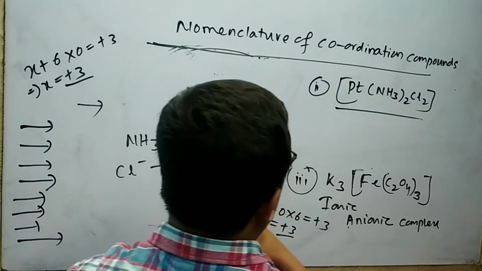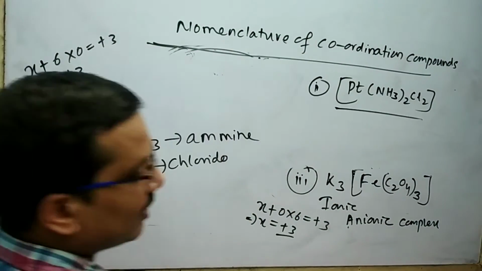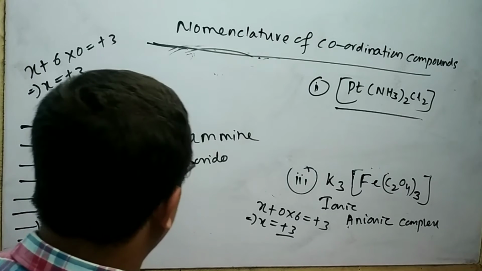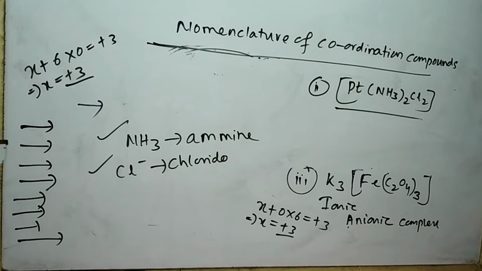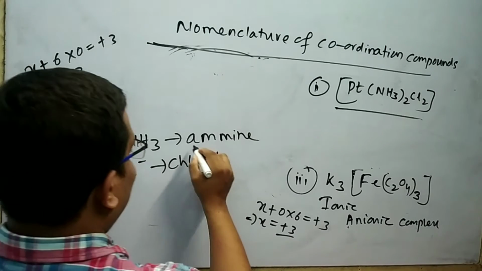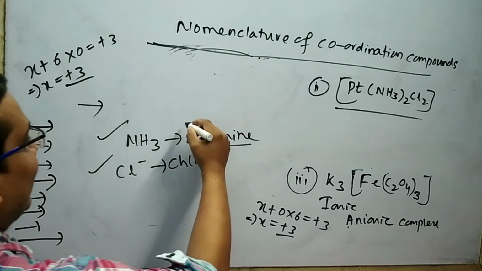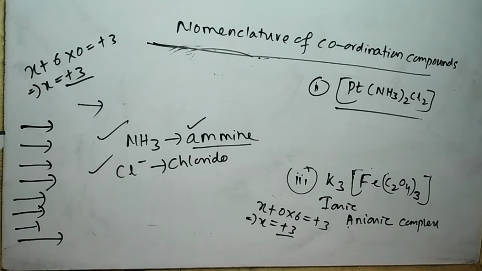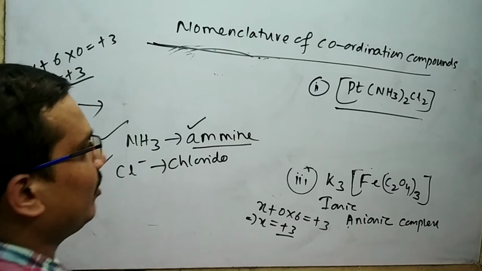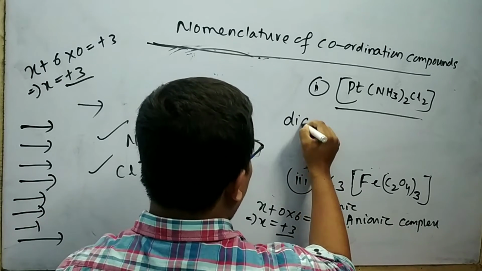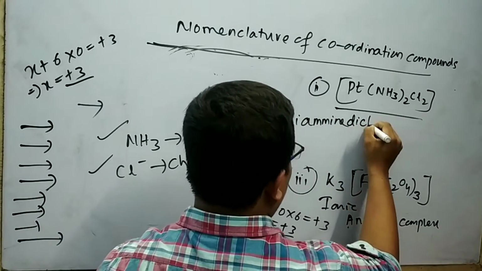In this complex, according to the rule, the name of the ligand is written first, then the name of the central metal atom, then the oxidation state of the central metal atom. There are 2 different types of ligand present. One is NH3, another is Cl minus. According to the rule, ammine is written first, then chlorido, because the letter A comes first in alphabetical order. There are 2 NH3, so it is bound to write diammine. Next is dichlorido.